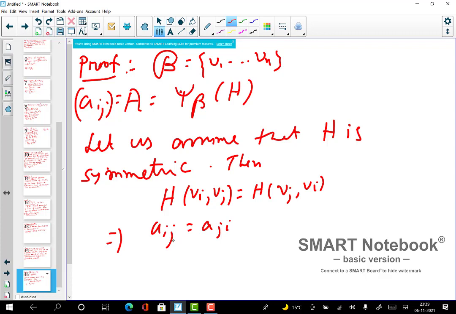What does that mean? That means if you take the transpose, they are the same, right? So what does that mean? That means A equals A transpose, that implies A is symmetric. Done. So the matrix representation of H with respect to the basis beta is a symmetric matrix. Okay. So now we will prove the converse part.